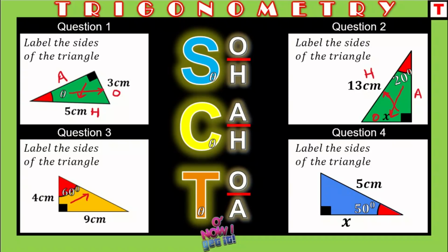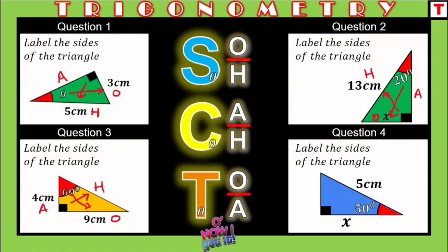Across from the 90 degrees will be our hypotenuse, and across from the 60 degrees will be our opposite. Therefore, this side, 4, will be representing our adjacent. So well done if you got that correct.